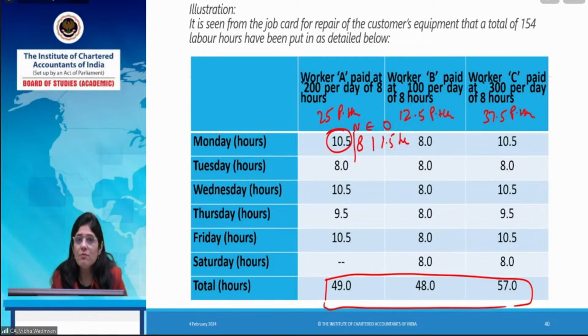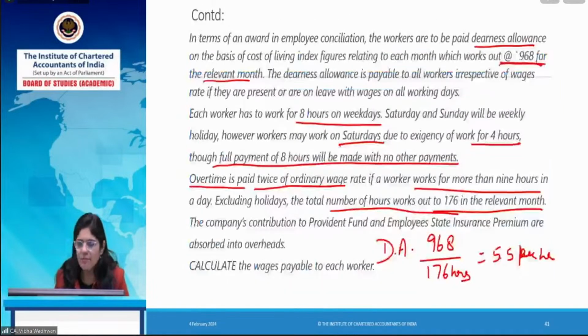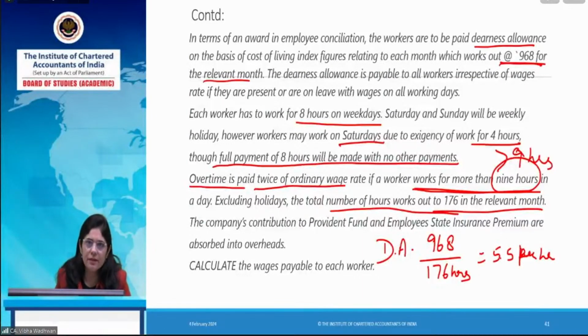So overtime is not 2.5. Overtime is paid, if you can see, only when the worker works for more than 9 hours. More than 9 hours, then only overtime will be paid. And overtime will be paid at double the ordinary rate.